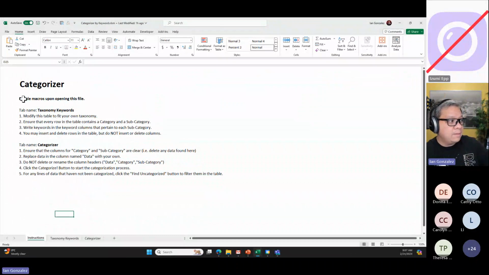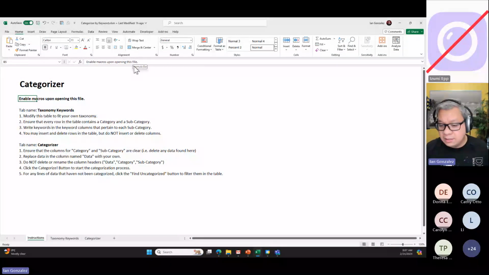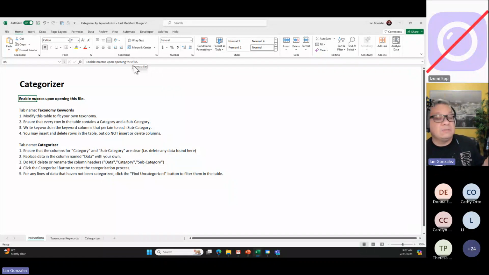So first of all, enable macros when you open the file. Macros are enabled on my computer. I'm using a personal computer, but if you're using a work computer, when you open this for the first time, you might get a yellow message right where the formula bar is, where my mouse is right now. It'll say enable content. Click that before you touch anything in the Excel file. Click enable content, okay? Now, if you click enable content and there's no more messages after that, you're good. That means this tool is ready to use.